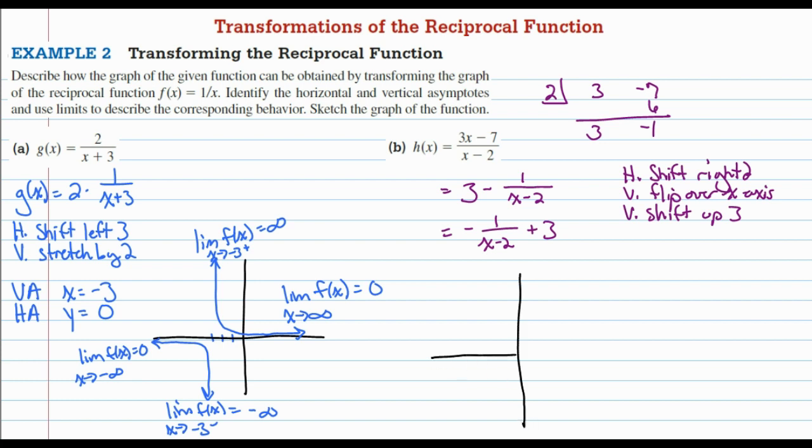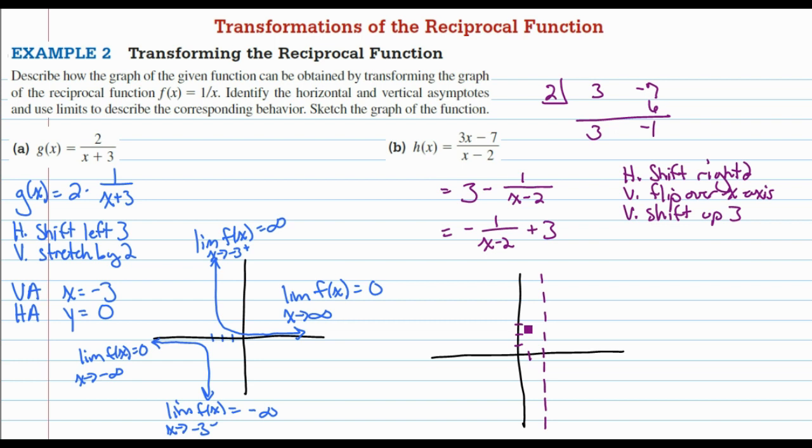To sketch the graph, the vertical asymptote x equals 0 got changed. My x values got shifted right 2. So now my vertical asymptote is going to be at positive 2. Let's see, the function got flipped over the x-axis, so I'll keep that in mind when I'm graphing. And there was a vertical shift up 3.